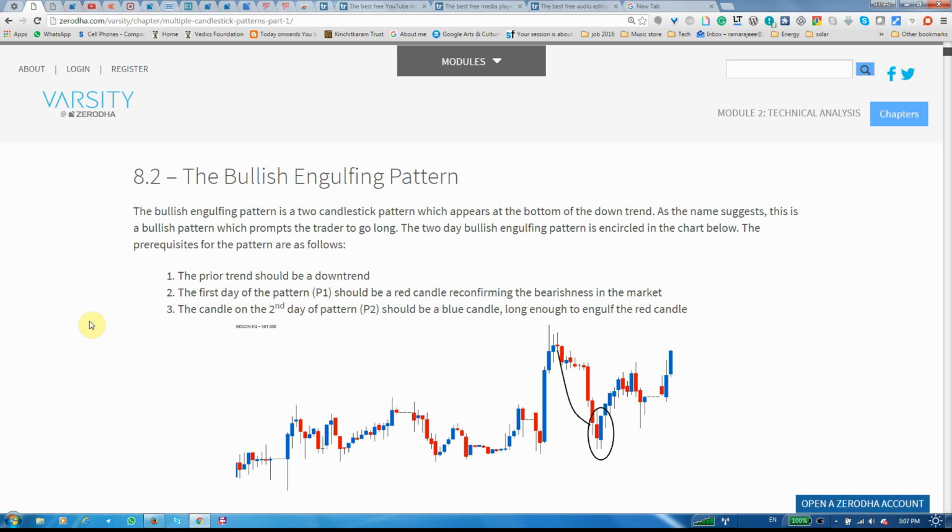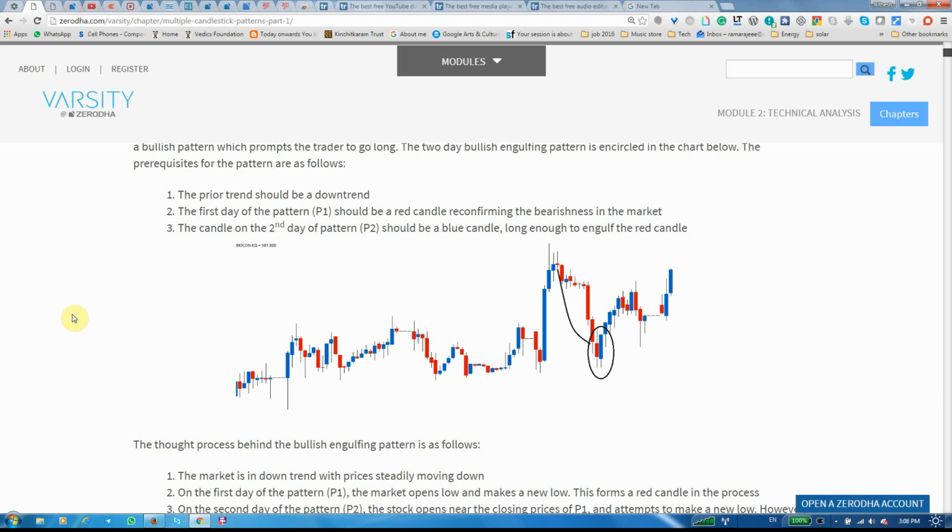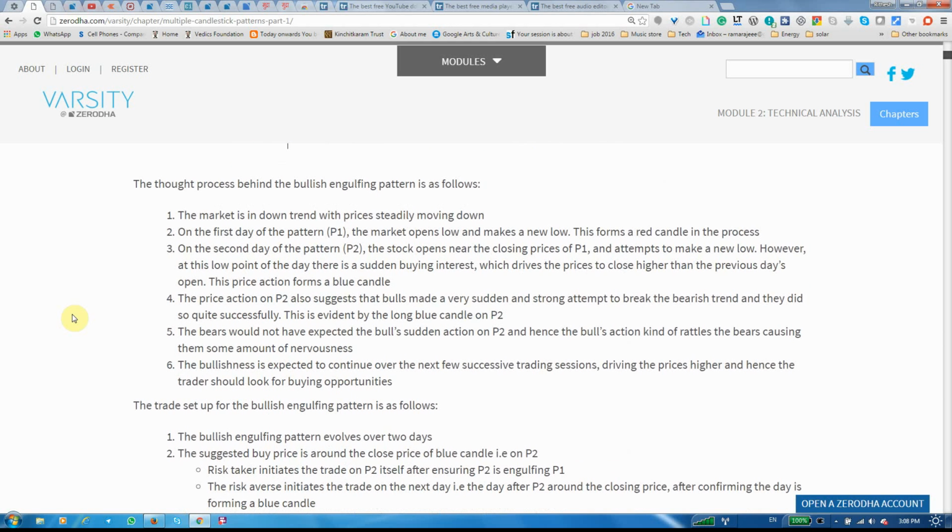The prerequisites for the pattern are as follows. The prior trend should be a downtrend. The first day of the pattern, P1, should be a red candle reconfirming the bearishness in the market. The candle on the second day of the pattern, P2, should be a blue candle, long enough to engulf the red candle. The thought process behind the bullish engulfing pattern is as follows.